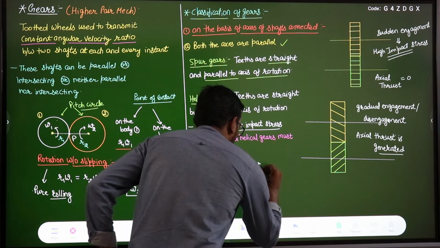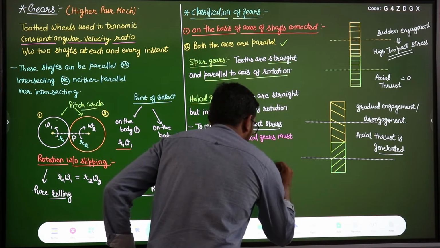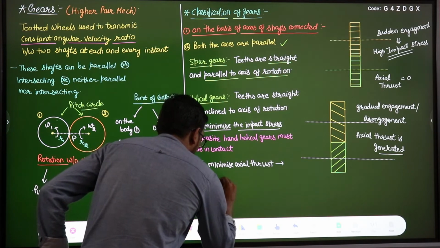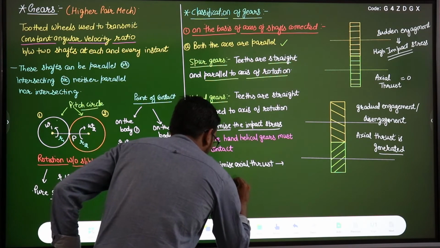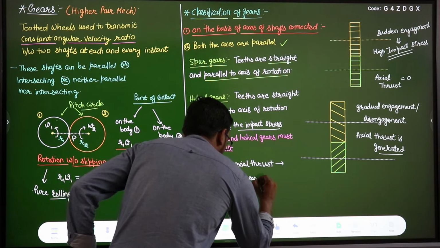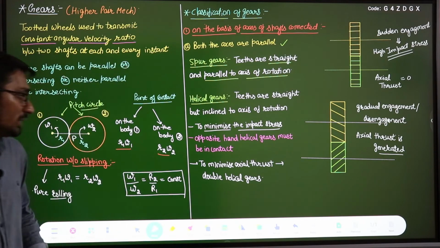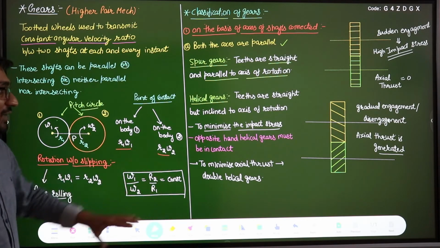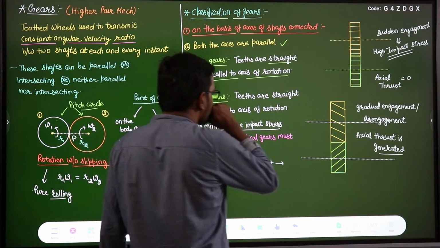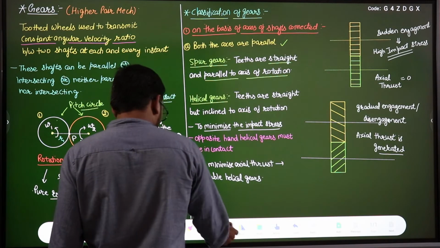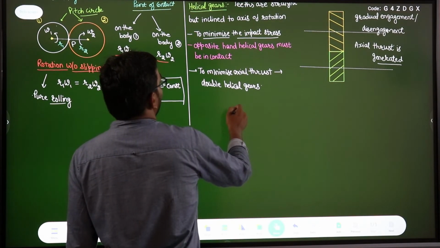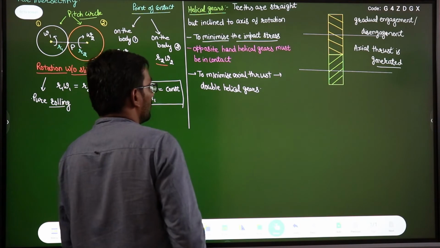we are using double helical gears, in which in the same gear we have both a right-handed helix and a left-handed helix. So if I want to draw the diagram of this double helix, let us draw the diagram. We are talking about the helical gears. Now let us draw the diagram.